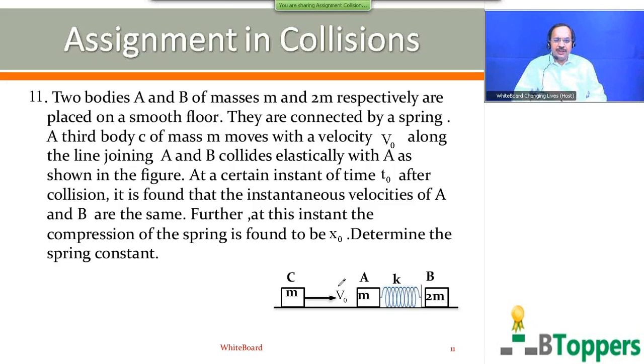The difference between this problem and the earlier problem is that in the earlier problem, the two blocks A and B have equal masses, but here they have different masses. You can repeat the similar procedure, but once again you see there, two bodies A and B of masses m and 2m respectively are placed on a smooth floor. They are connected by a spring. Third body C of mass m moves with velocity v0 along the line joining A and B, collides elastically with A as shown in the figure.